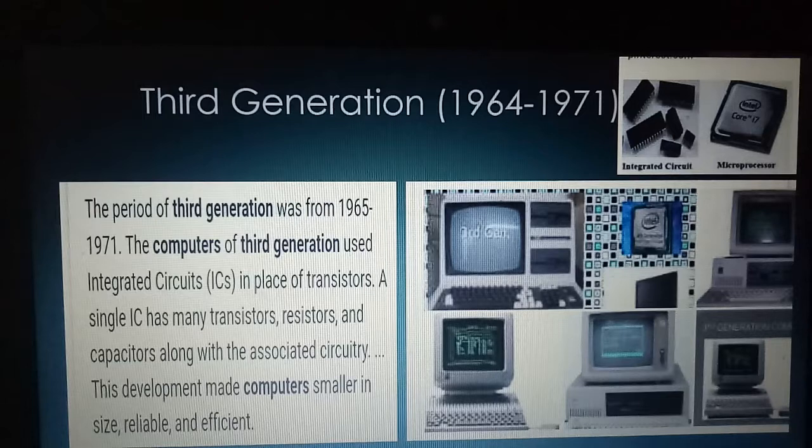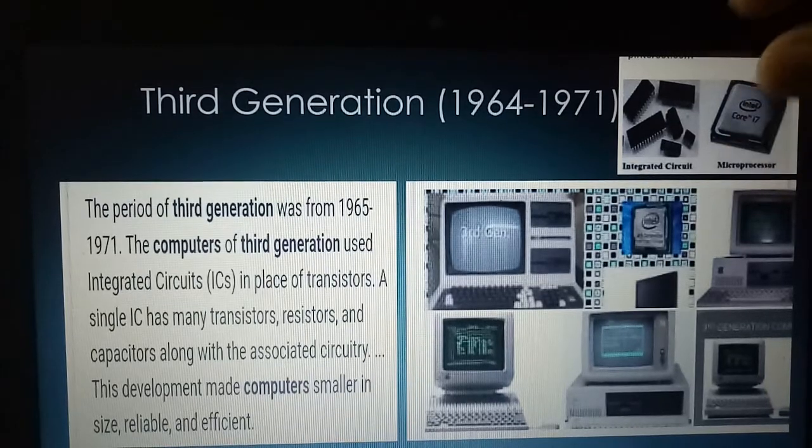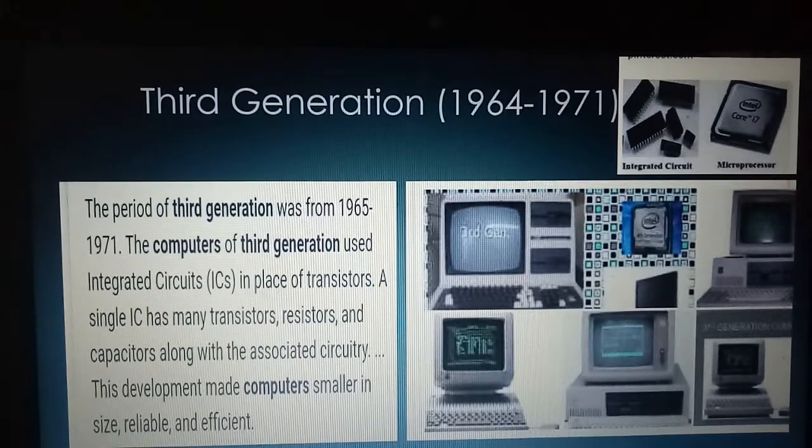So many transistors do a function, and one IC, or one integrated circuit, does the same thing. For example, suppose it has used 10 transistors. Now with one IC, you can do the same. So that reduces the cost of 10 transistors and reduces the space or size. Now you can use a small IC in place of transistors. The third generation computer used integrated circuits. What are the characteristics?